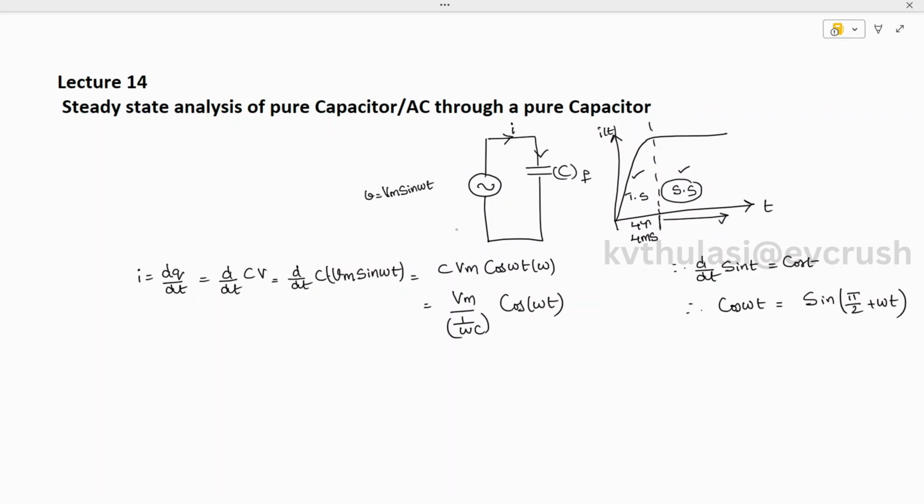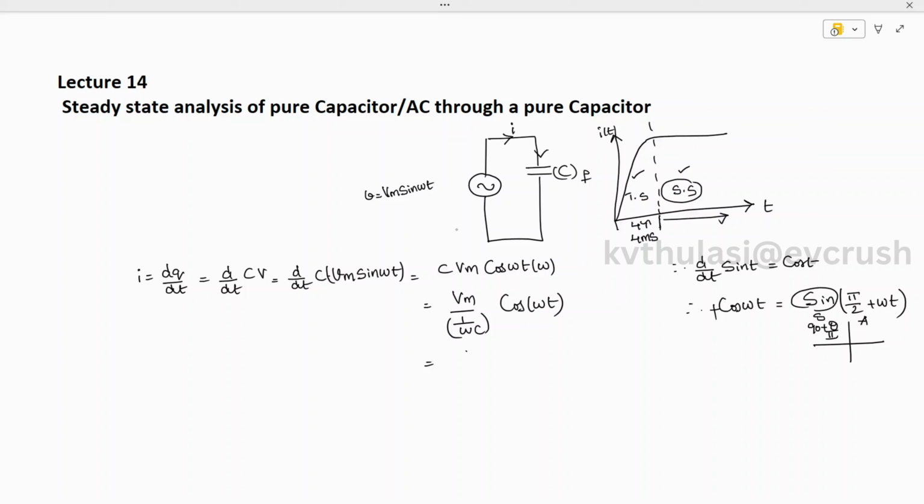Why? Because sine 90 is cos, and whenever it is 90 plus theta it lies in the second quadrant. In the second quadrant, only sine is positive, so it is positive. So sine of pi by 2 plus omega t can be written as cos omega t.